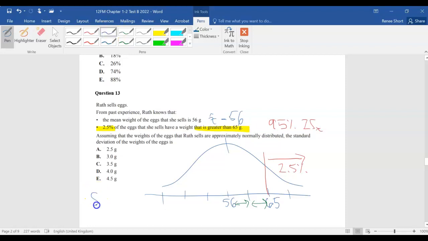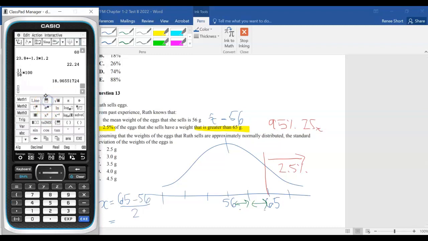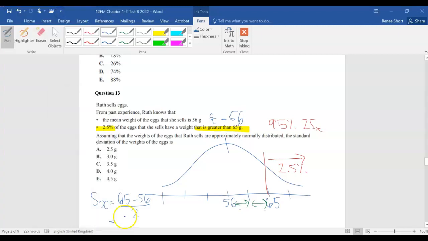The easiest way for us to find the standard deviation is we could do 65 minus 56 and divide that by 2, because we know that we've added on the standard deviation 2 times to get from 56 to 65. So if I do that, 65 minus 56 over 2, that gives me 4.5 grams. And so my answer there would be E.